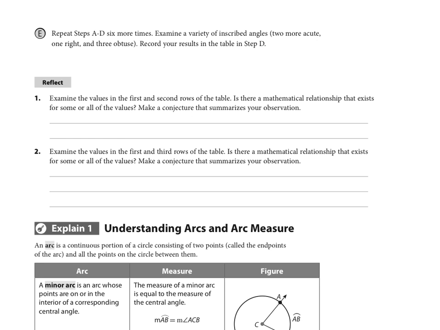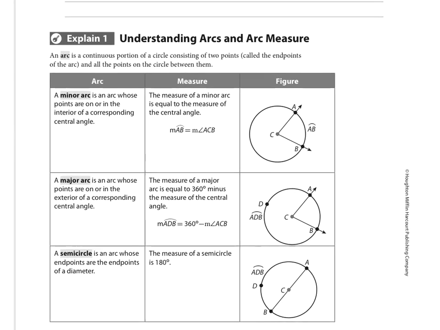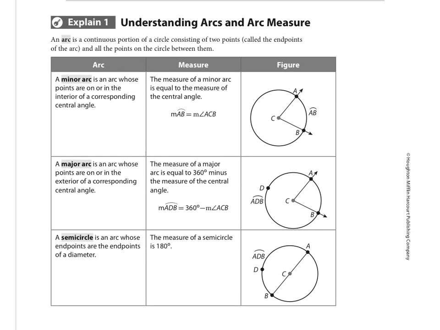And on page 780 we want to talk about understanding arcs and arc measure here in Explain 1. It's just really important for you to understand how the notations of these are written. As we think about these different types of arcs and their measures, you need to know three different kinds of arcs: a minor, a major, and then a semicircle, which is basically the cutoff between minor and major.